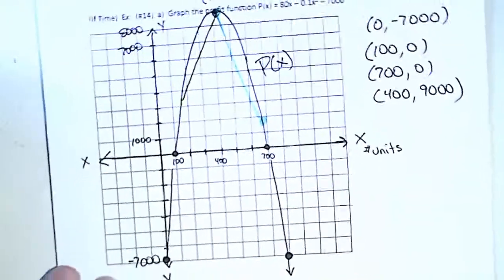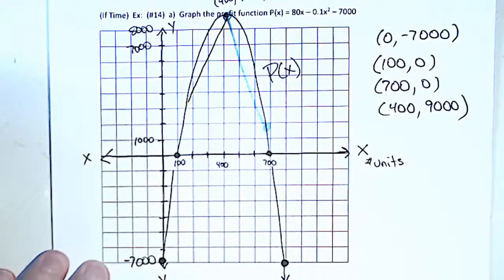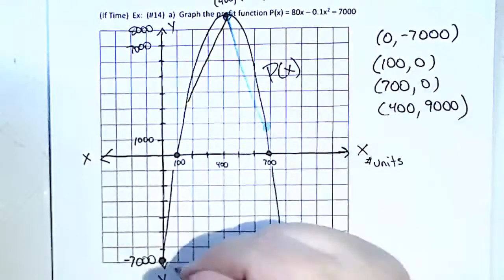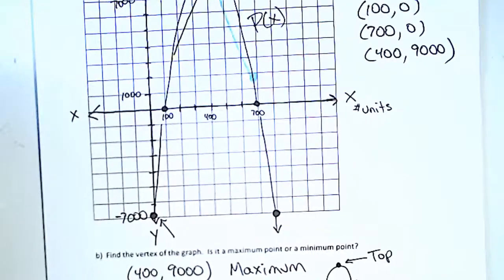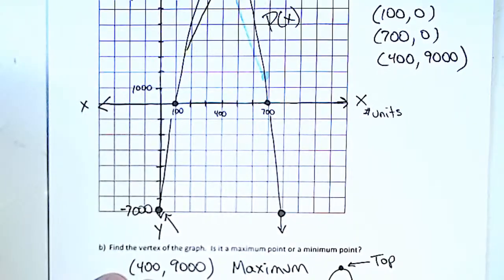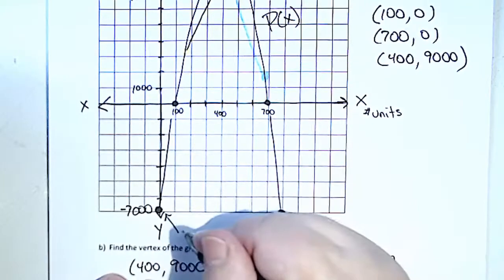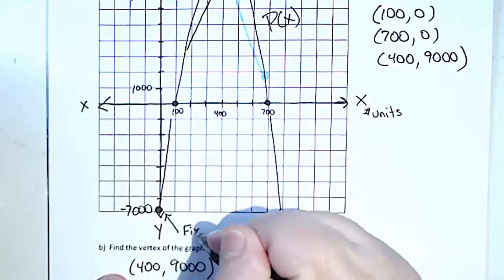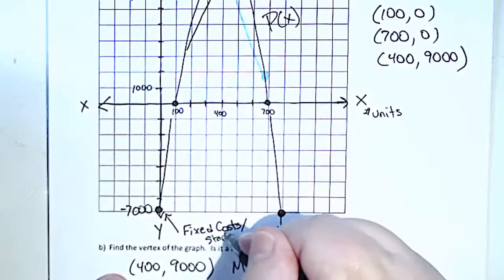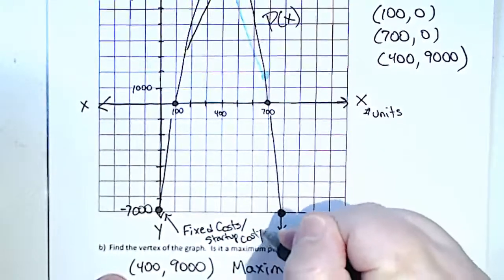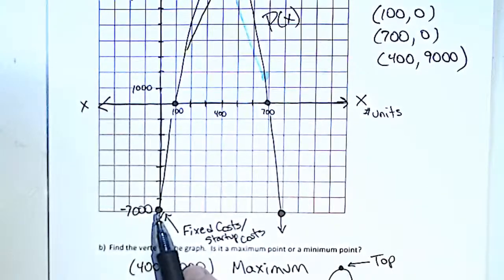Let's talk about the real world. If this is profit, what is this point? Right here, this point, when x is 0, that means you're not producing anything yet. So this is either the startup cost or the fixed costs. This is when you haven't produced anything. And so your profit would actually be negative 7,000 because you haven't made any money yet. So you just have to pay off your debts.